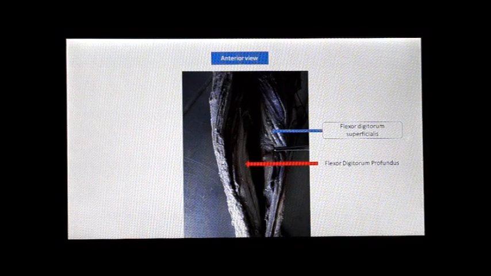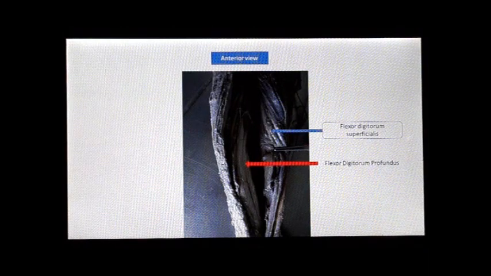And nerve supply of flexor digitorum profundus, medial part is supplied by ulnar and lateral part is supplied by deep branch of median nerve, which is called as anterior interosseous nerve, and action of this is flexes the fingers. Next is the flexor digitorum superficialis, also we can see in this picture.